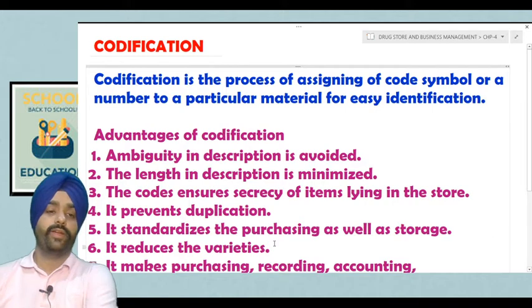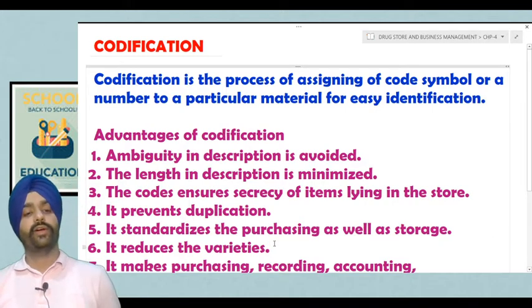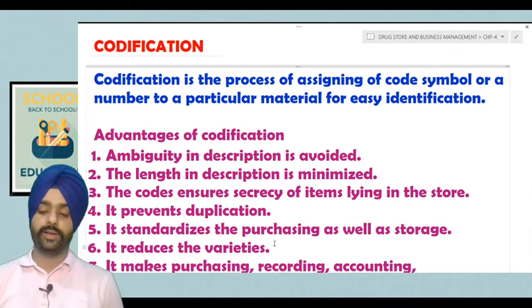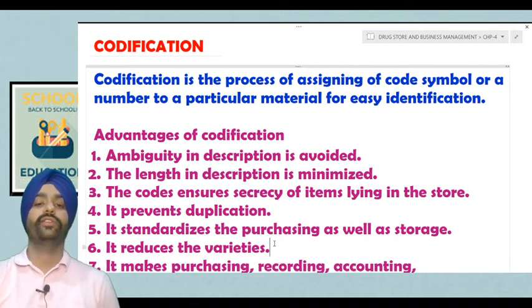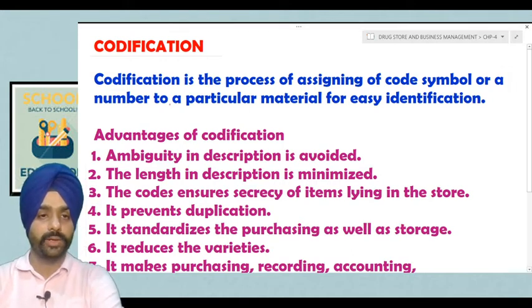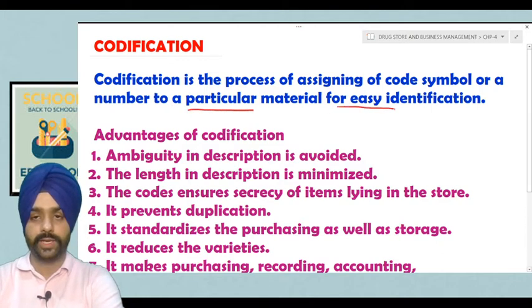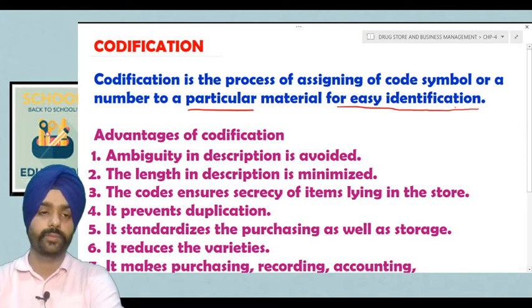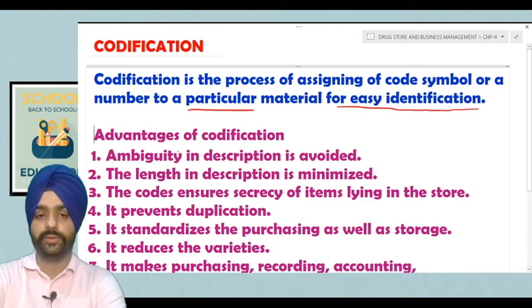Now comes the codification part, how these are codified and how they are retraced. Codification is a process of assigning a code, symbol or a number to a particular material for easy identification. Advantages of codification.